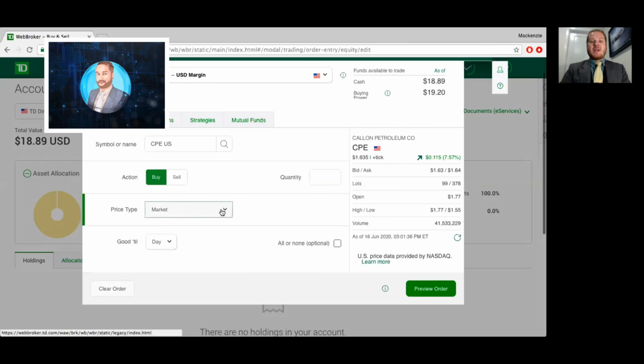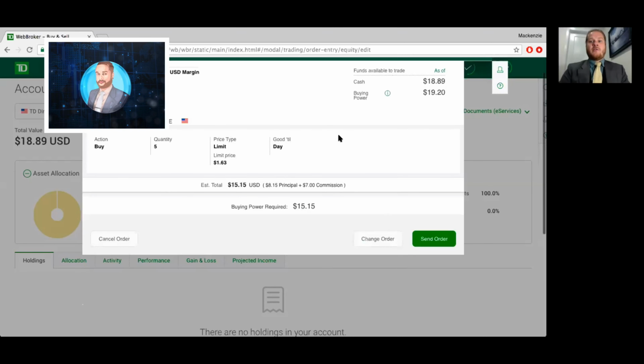We want to select price type, limit, as opposed to market. Good till day, and we're going to select 5 shares, so we'll put that in the quantity. We're buying 5 shares of CPE, and we're going to put limit price $1.63. So now we can press preview order.